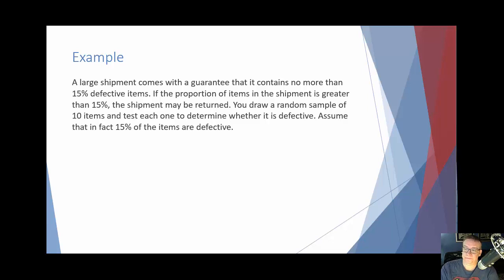So let's look at an example then. A large shipment comes with a guarantee that it contains no more than 15% of defective items. If the proportion of items in the shipment is greater than 15%, the shipment may be returned. You draw a random sample of 10 items and test each one to determine whether it is defective. Assume that in fact 15% of the items are defective.